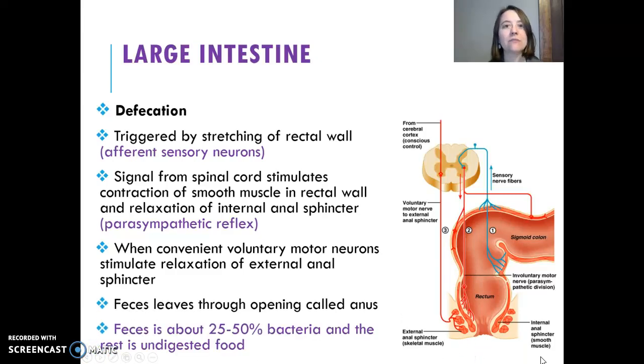So, fun fact about feces, it is about half by weight of bacteria, and then the rest is undigested food. So that is a lot of bacteria in your poop.